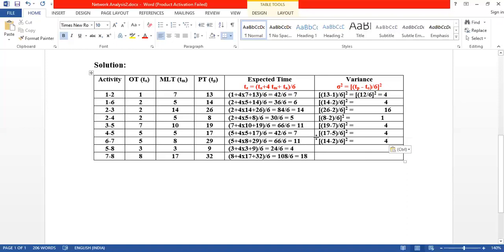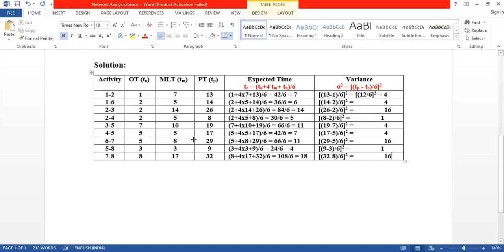Next, say Tp is 29, so let me replace it by 29. To is 5, let me replace this by 5. So 29 minus 5 is 24, divided by 6 is 4. 4 square is 16. Next, Tp is 9 minus To is 3. So 9 minus 3 is 6. 6 by 6 is 1. 1 square is 1. And finally, Tp is 32 minus To is 8. So 32 minus 8 is 24, by 6 is 4. 4 square is 16.